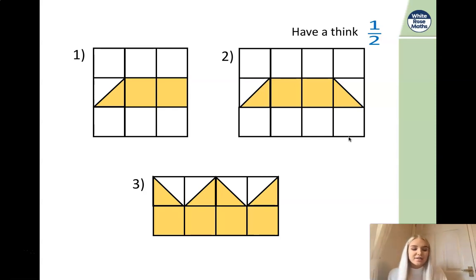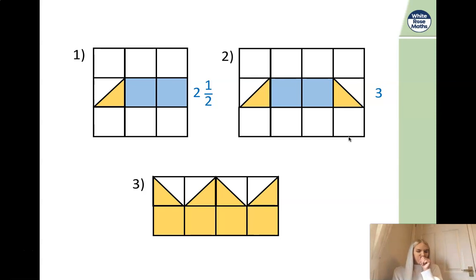Okay, number 1, we can see we have got 2 whole squares and 1 half. So the area of the first coloured squares is 2 and a half. For the second one, we have also got 2 whole squares, but we have 2 half squares. 2 halves make 1 whole, so we have 3 squares that are coloured.